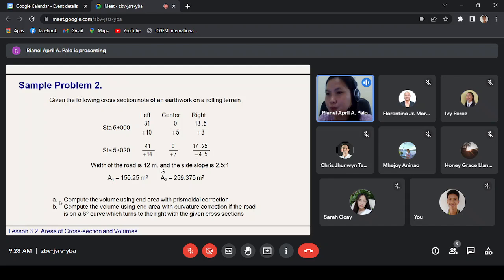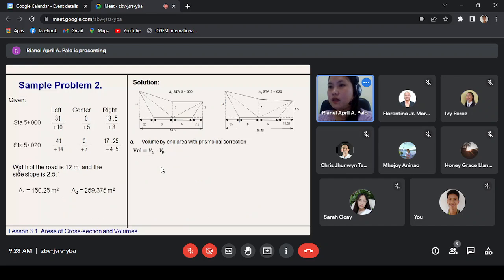Then, first problem is required to compute the volume using end area method with prismoidal correction. Then for the second, we're asked to compute the volume using the end area with curvature correction if the road is on a 6-degree curve which turns to the right with the given cross sections. So first, atong kuhaon ang first problem, the volume by end area with prismoidal correction. So for this one, ato siya i-plot ang station 5 plus 000 and station 5 plus 020.